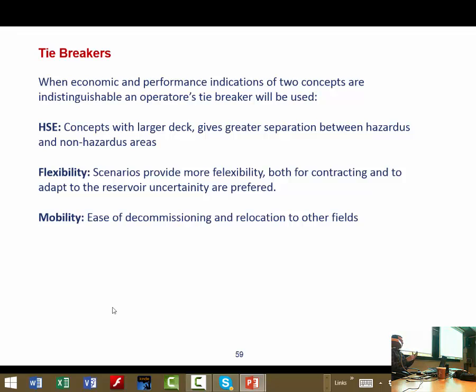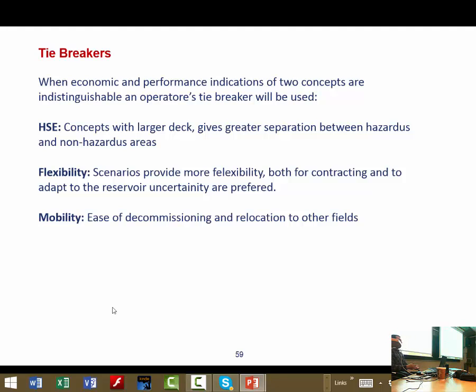For example, let me make one example for a disadvantage of a spar unit. So when you have a spar unit, it has a circular shape deck space. But when you have a ship shape unit, you have a square shape deck space. And this square shape deck space is much better for layout, because you can put all the train follow off each other, and also for safety issue is much better. And also you can put accommodation far from the high pressure areas like separators.